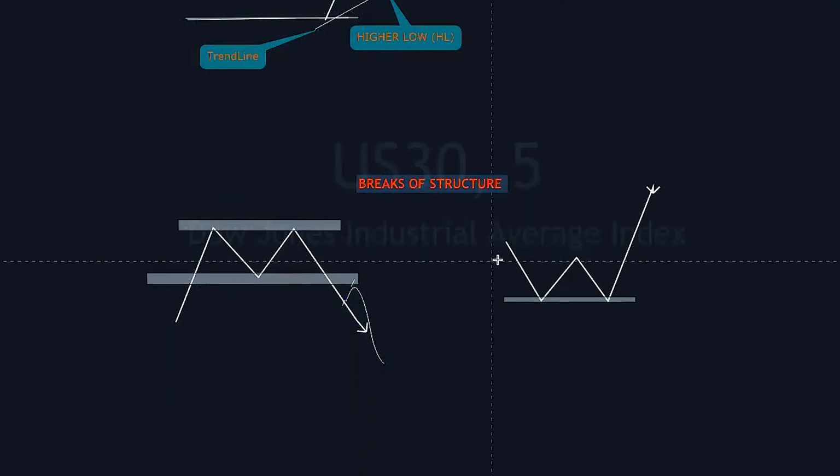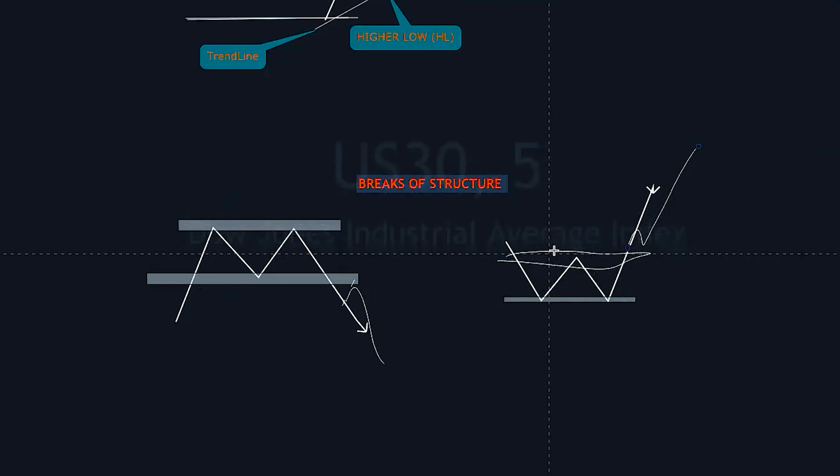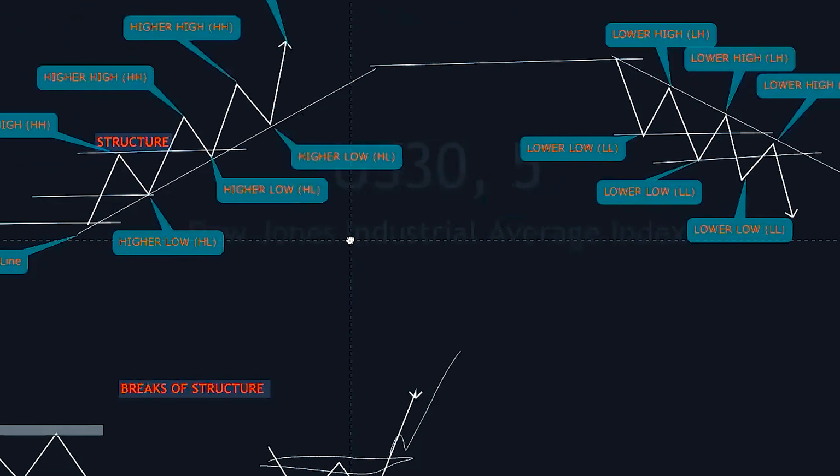Vice versa for over here. If I drew a zone right here, we got this range, broke, and then you want to retest and go into there. If you haven't seen my support and resistance video, go check that out. So that's just a quick run through of how to simply identify an uptrend and downtrend.